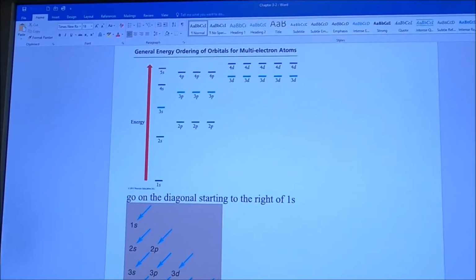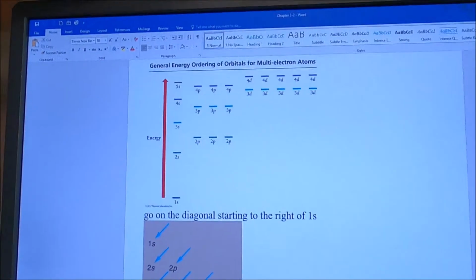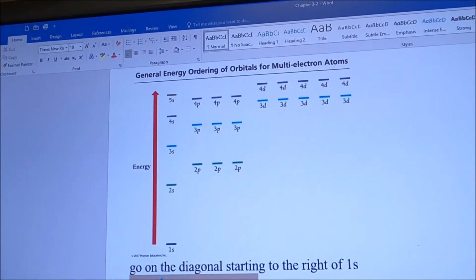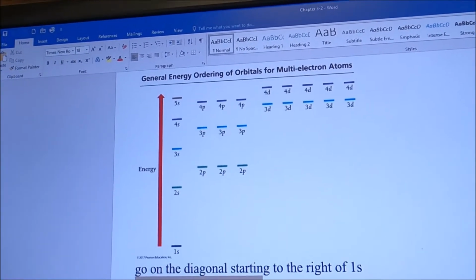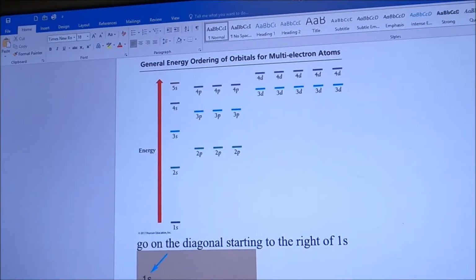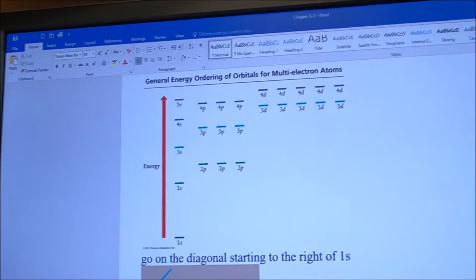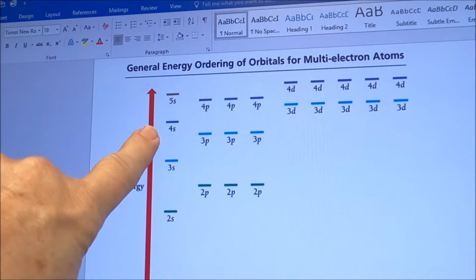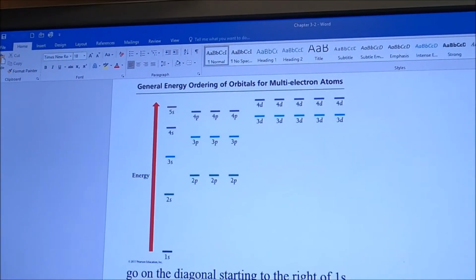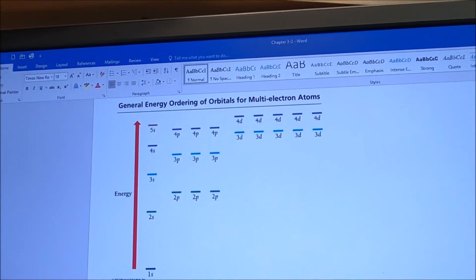Okay guys, now these are some images that I've taken out of books. Okay, get this blown up as big as possible. What I want you to see is that 1s is always lowest in energy, and then 2s and then 2p, 3s, 3p. Now I want you to notice that 4s, okay, is lower in energy than 3d. So 4s is going to get electrons before 3d does. And then 4p, and then 5s, and 3d.